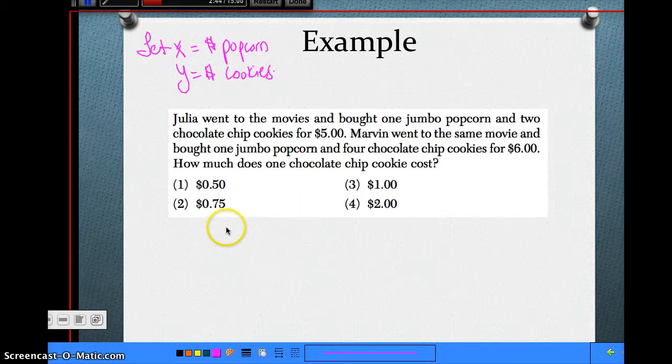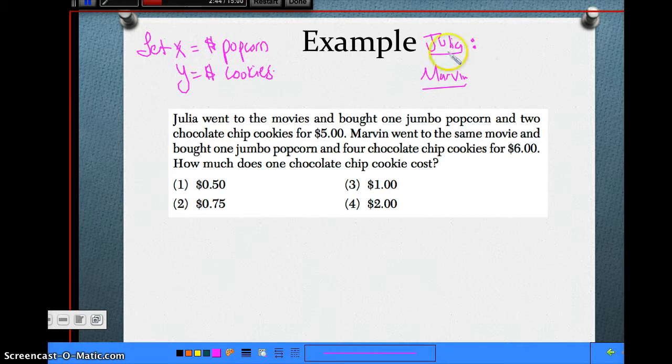Now, if you set up 2 equations, which I'm forced to do because I have 2 different variables, we're going to set up an equation that represents Julia, and we're going to set up an equation that represents the other person, whose name is Marvin.